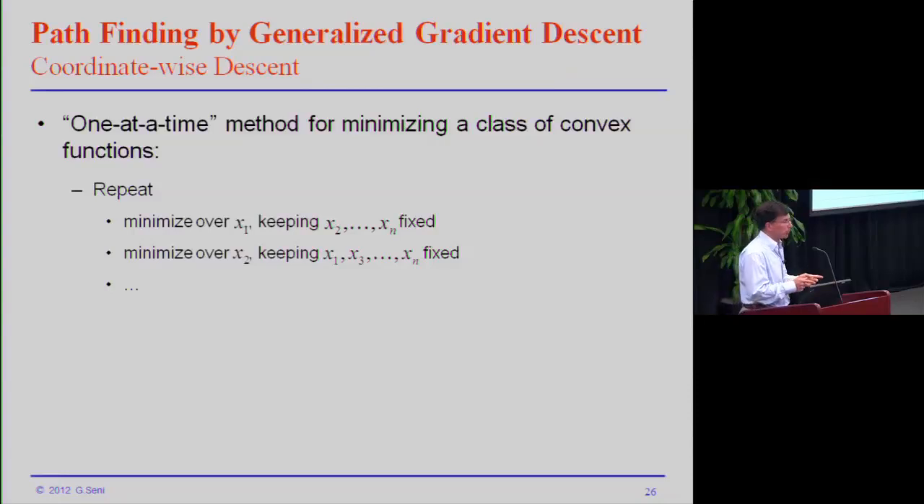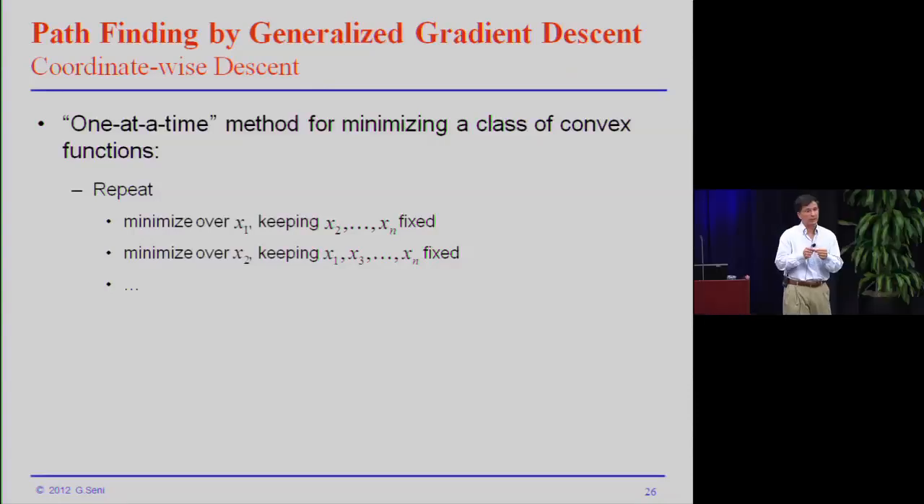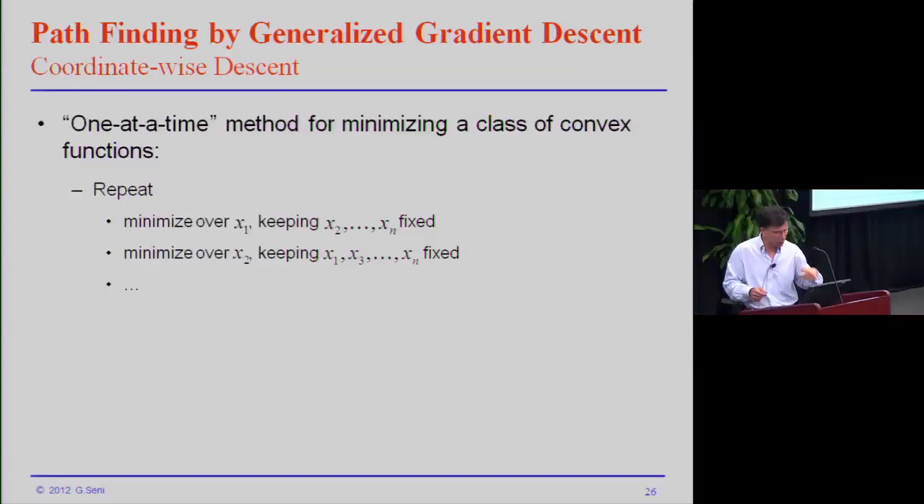The idea is very simple. So instead of doing an infinitesimal step along one coordinate, we're going to loop through all the coordinates, through all the variables, and we do full minimization along that variable.